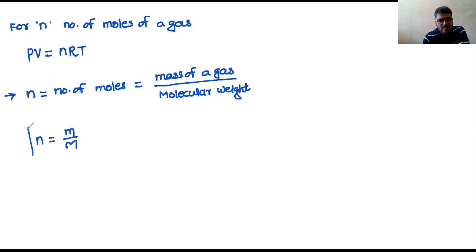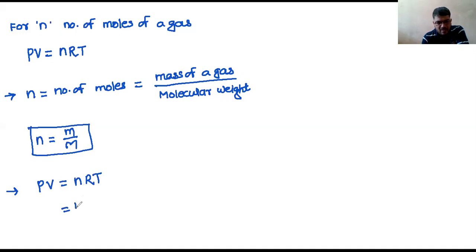Clear? n is equal to what? Small m by capital M, that is mass of gas by molecular weight, and n is the number of moles. This we got: n is equal to m by M. So now, can I write like this? PV is equal to, as we know, nRT. So here I am replacing this n with m by M, into R into T. This is equal to PV. This is also one form of the ideal gas equation. Yes or no? Okay.